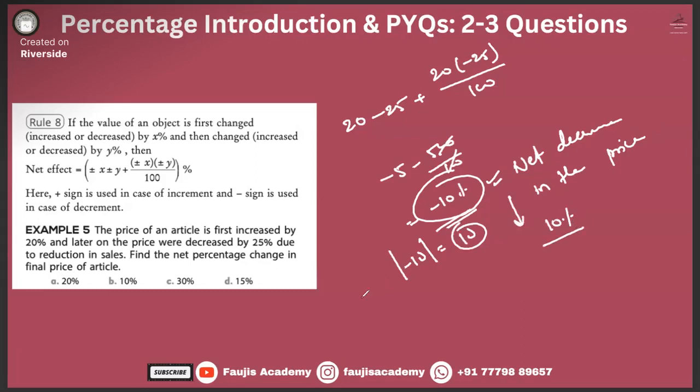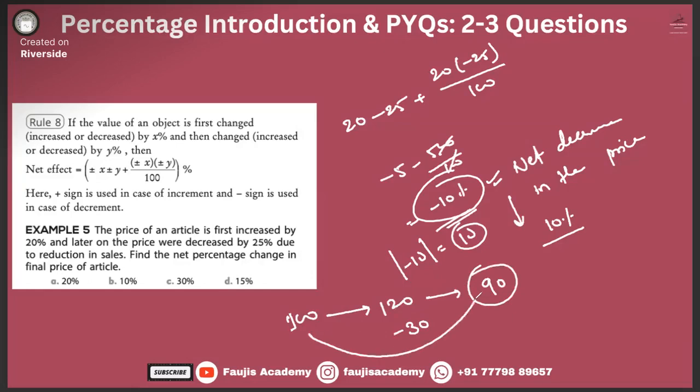Let's verify. 100 rupees was the initial cost. A 20% increase means it became 120. And now a 25% decrease. What do you mean by a 25% decrease? 25% decrease means 1/4. That means 120 minus 30, so now it has become 90. Net from initial to final, what is the net decrease? Minus 10. How much has it decreased? 10%. Right? Yes or no, guys?